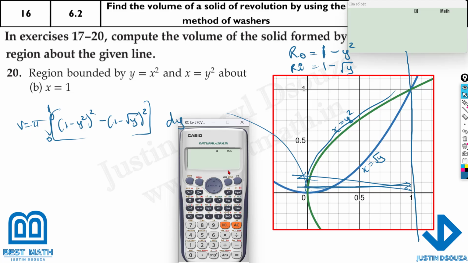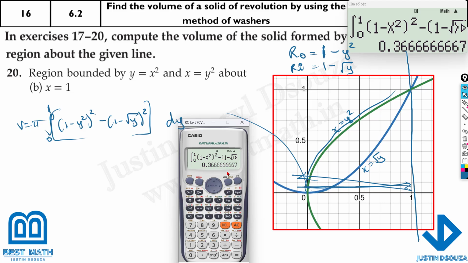will we get it in fraction? It's taking a bit of time. Don't worry, even if it takes time, just leave it like that. It might take 30 seconds. Just give it some time. So it's 0.3667, and if you multiply by pi, you'll get the final answer.